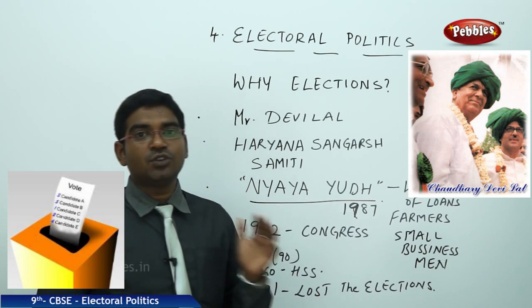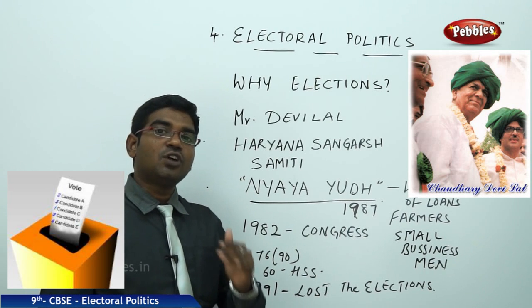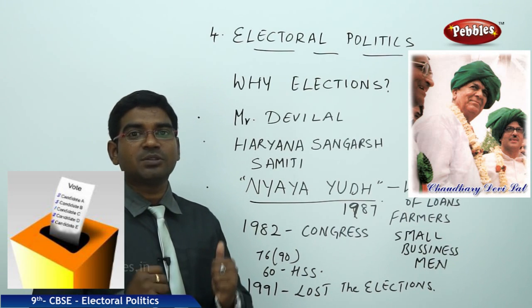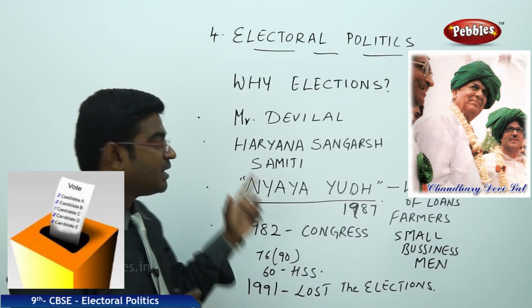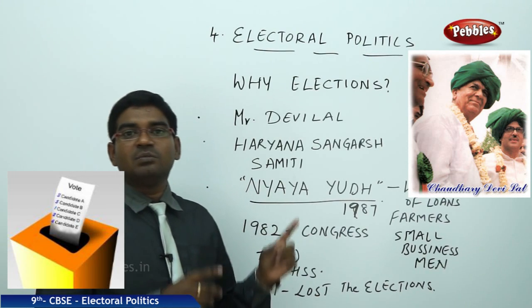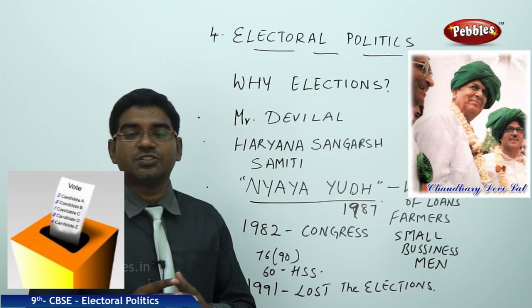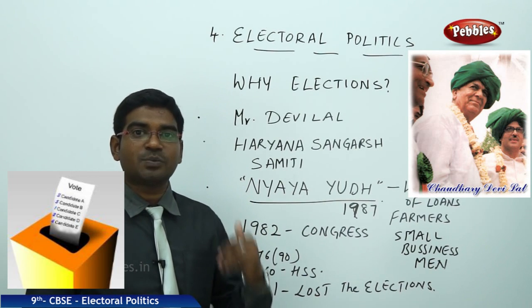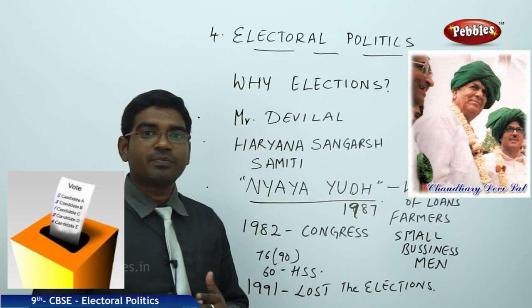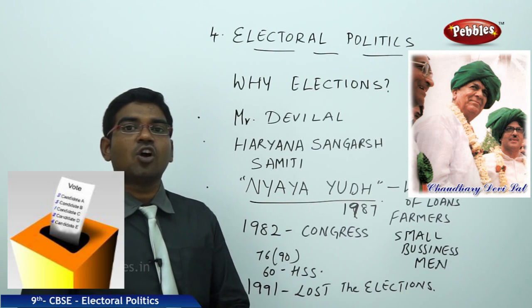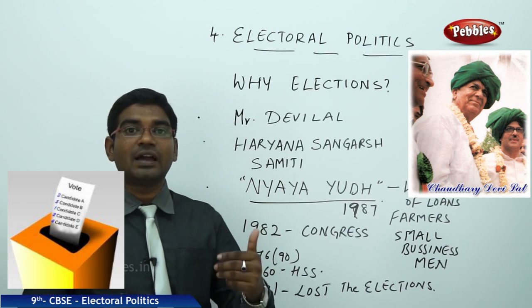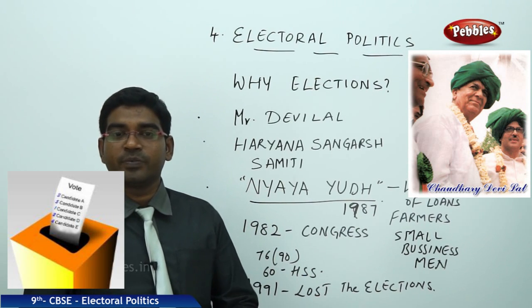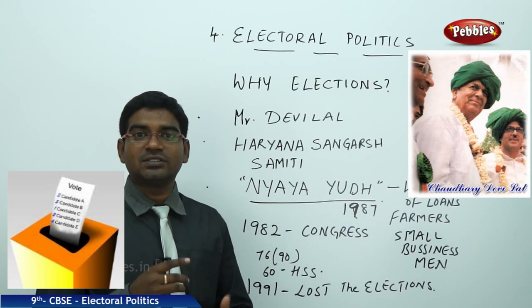So they did not vote in favor of the Haryana Sangharsh Samiti party or Mr. Devilal. This time, Mr. Devilal lost the elections, and the opposition of that time, the Congress party, won the elections. In 1991, the Congress formed the government again after 1982. This is how the elections happen.